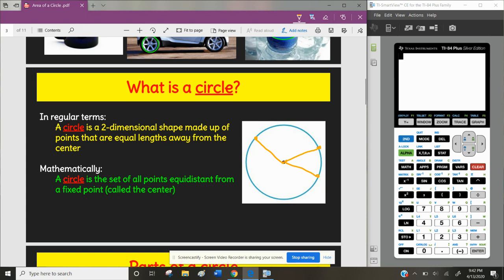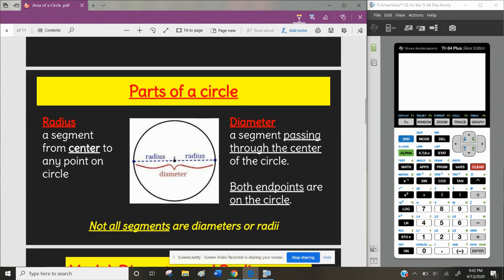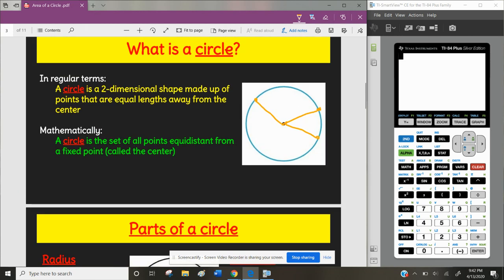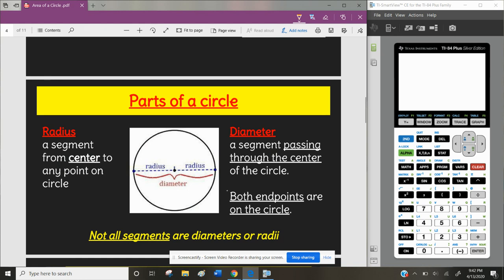So there are parts of a circle that we need to understand before we can calculate the area. Two of those parts are radius and diameter. So radius is a segment drawn from the center to any point on the circle, just like we did in the image above, right? So the sum of all those points being the same distance away, that same distance being the radius. And plural for radius is radii.